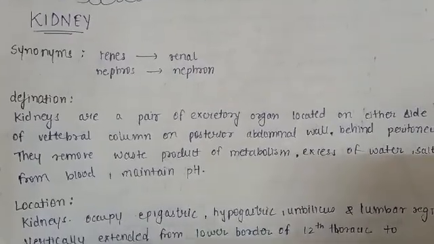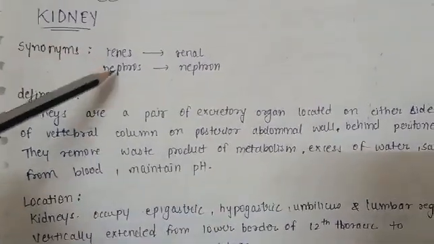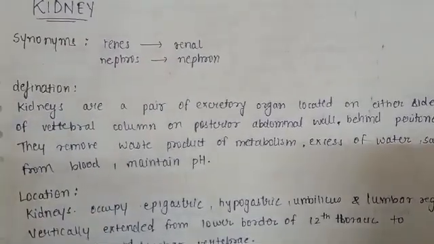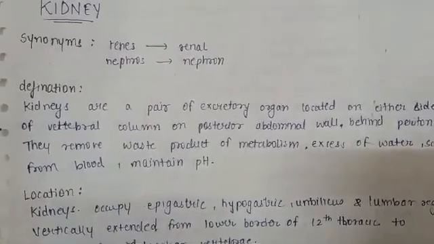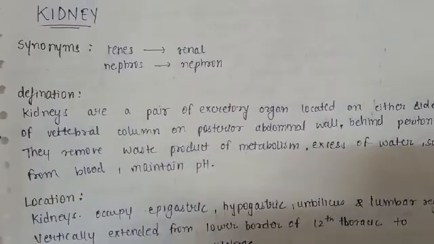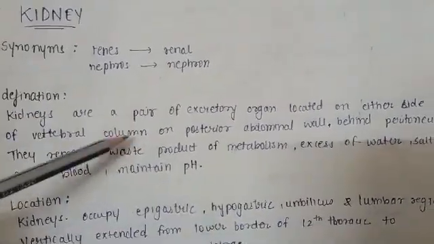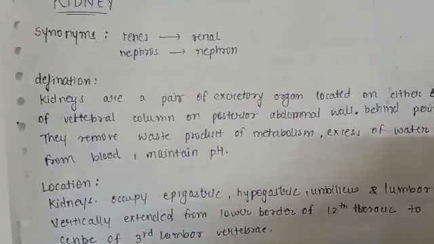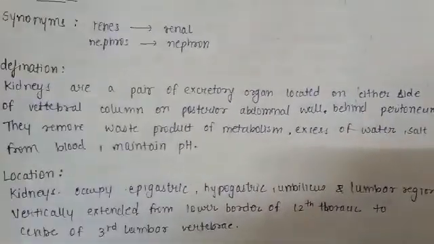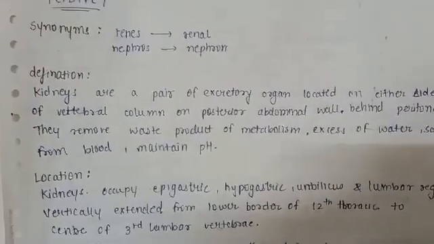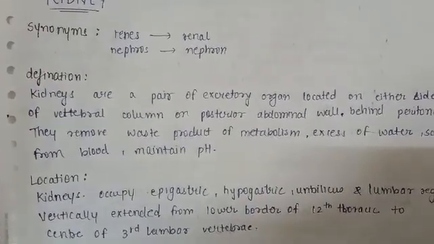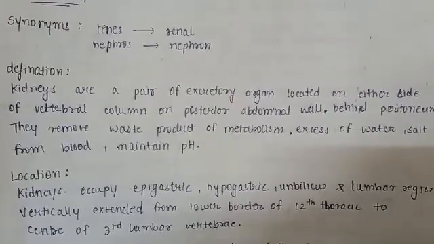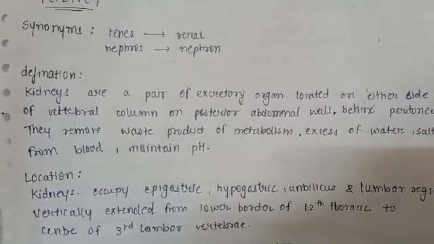Kidney. Today's topic is kidney. Its synonym is renal and its main constituent is nephron. Definition of kidney: Kidney is a pair of excretory organs located on either side of the vertebral column on the posterior abdominal wall behind the peritoneum, and they help in the removal of waste products of metabolism. It removes excess water and salt from the body and maintains the pH.